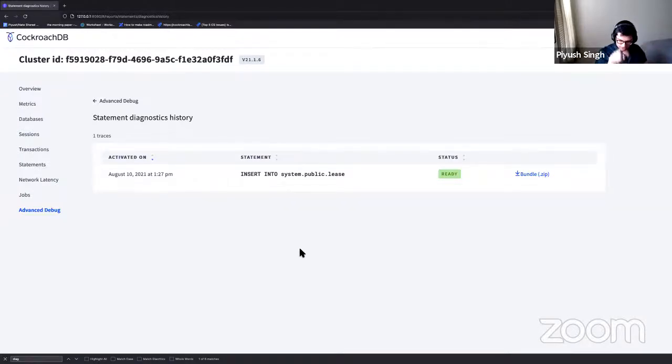Like, oh, I can see there's a CPU spike when this span was running on this node over here, right? Those are the kinds of things that are super interesting to us.